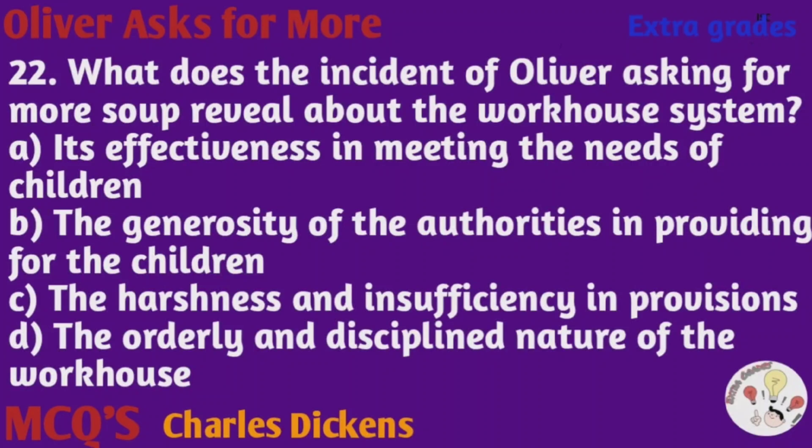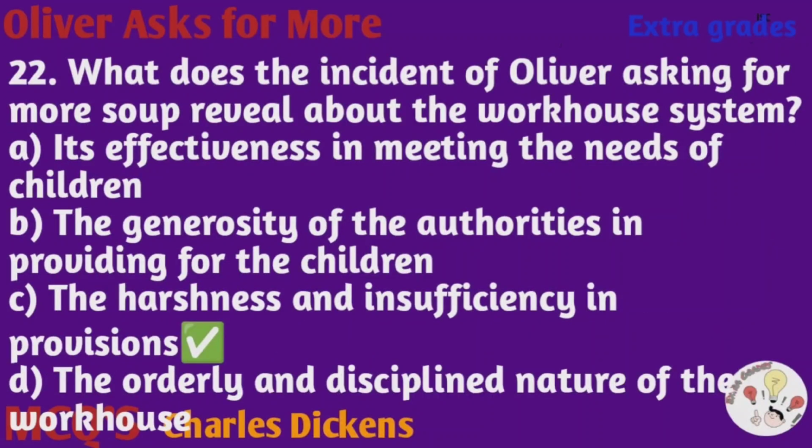Question number 22. What does the incident of Oliver asking for more soup reveal about the workhouse system? And the options are A, its effectiveness in meeting the needs of children, B, the generosity of the authorities in providing for the children, C, the harshness and insufficiency in the provisions, D, the orderly and disciplined nature of the workhouse. And the correct option is C, the harshness and insufficiency in provisions.